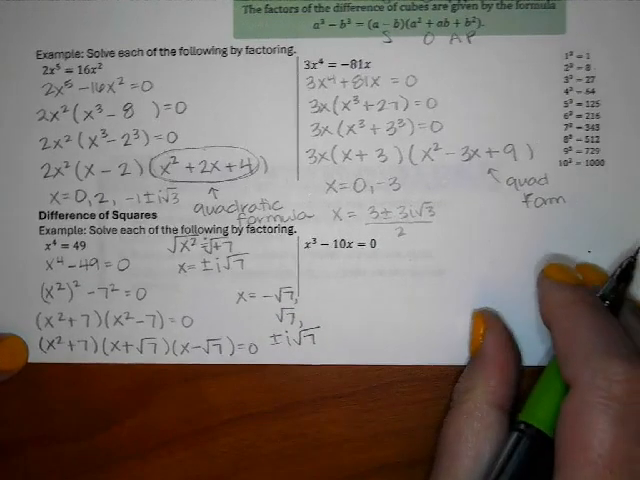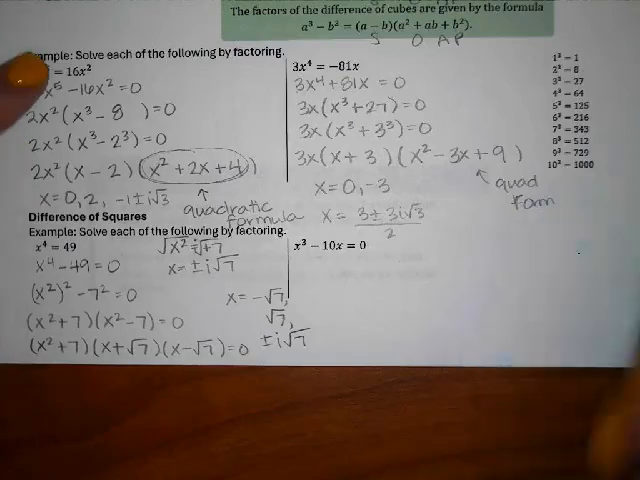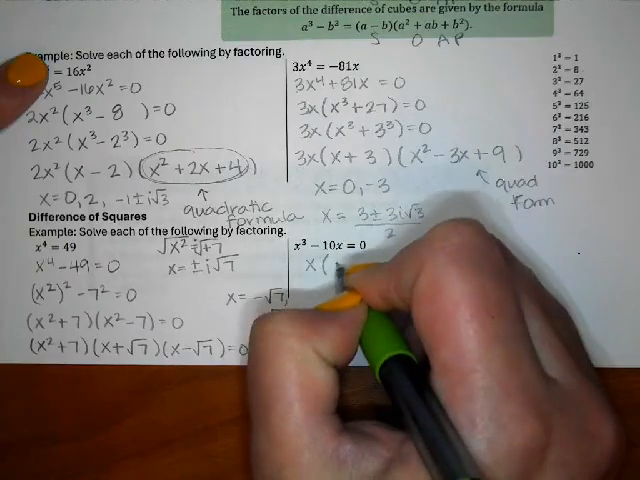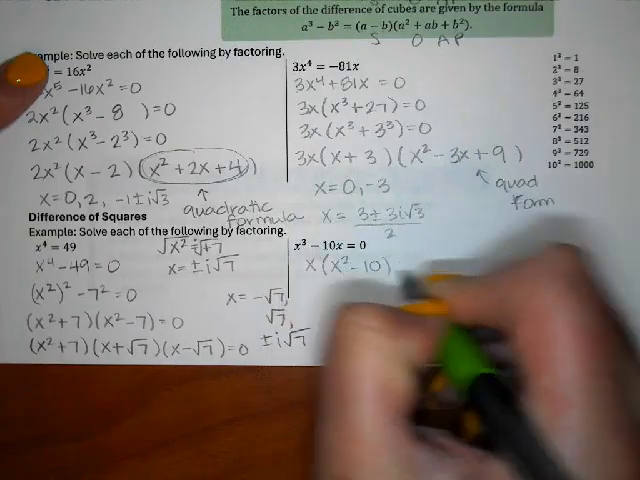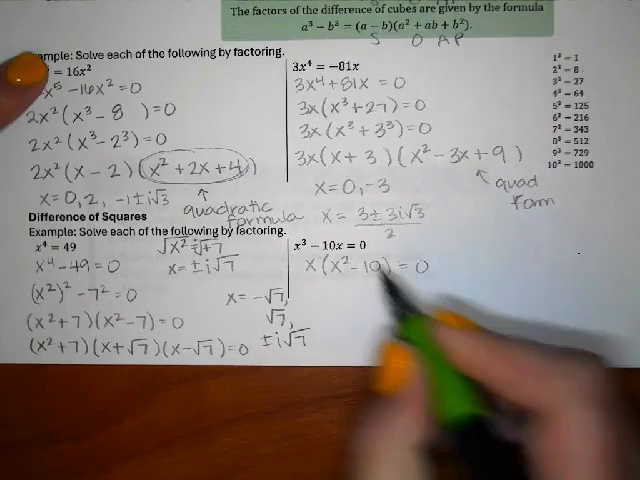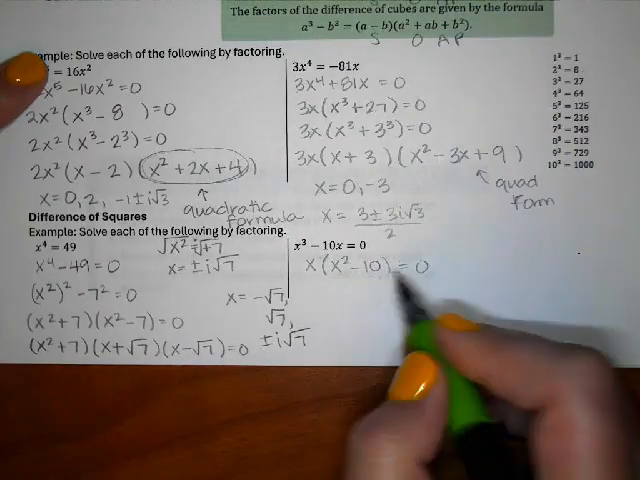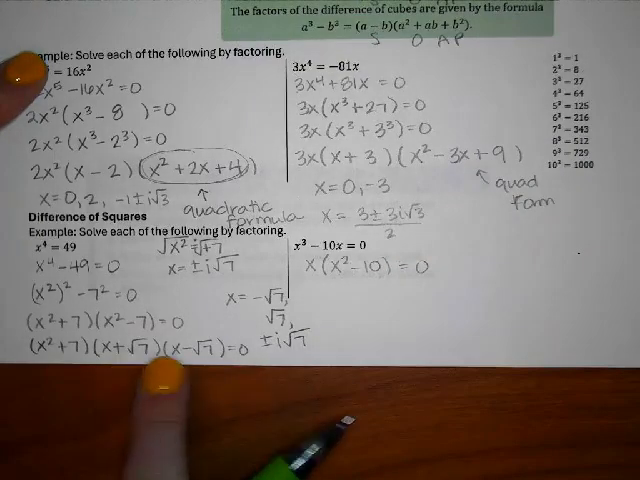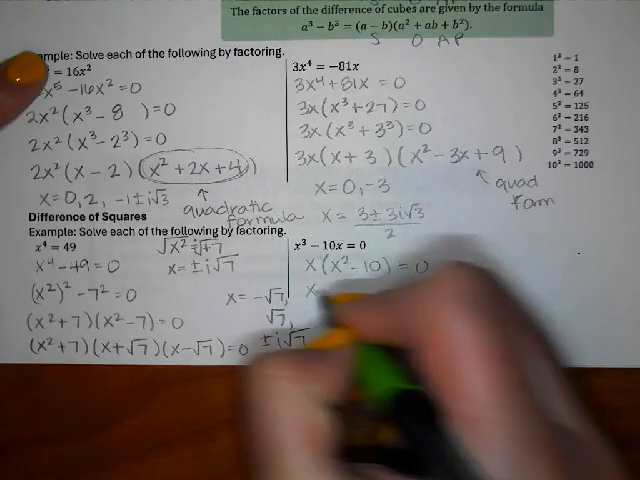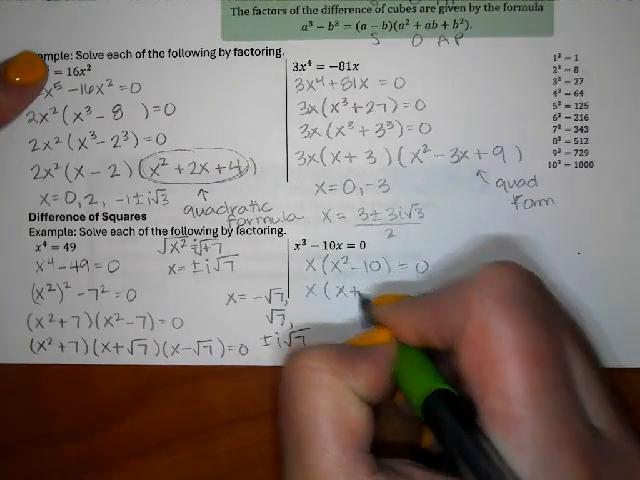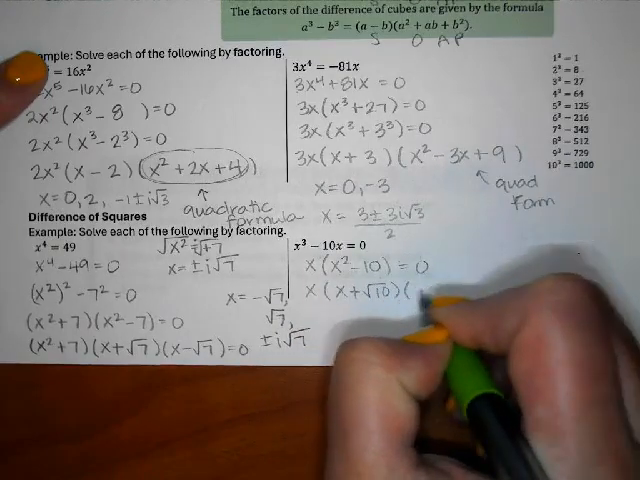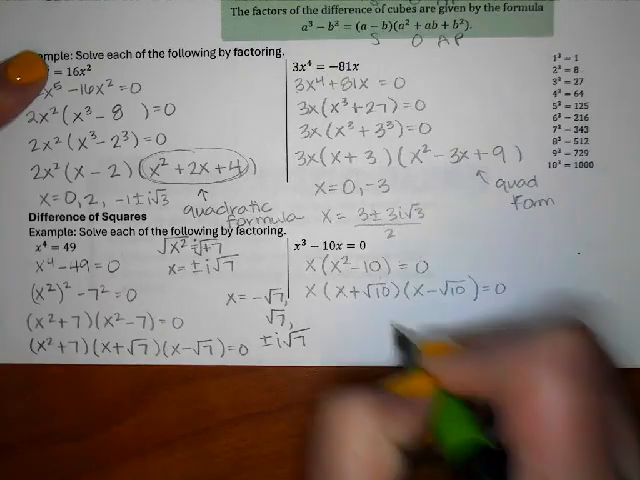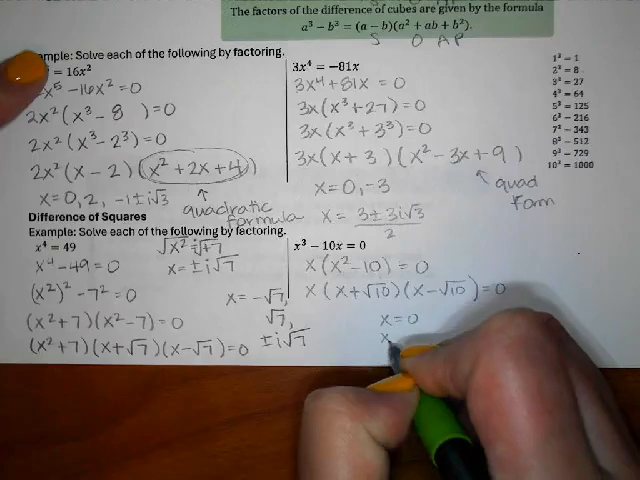Okay, for this one, we have a GCF of just x. That leaves us with x squared minus 10. And this is the difference of squares. Normally I prefer if this is a perfect square right here, but it's not, so it's just going to look like this when I rewrite it. So x, and then I'm going to have x plus square root of 10, x minus the square root of 10. X equals 0, x equals negative root 10, x equals positive root 10.